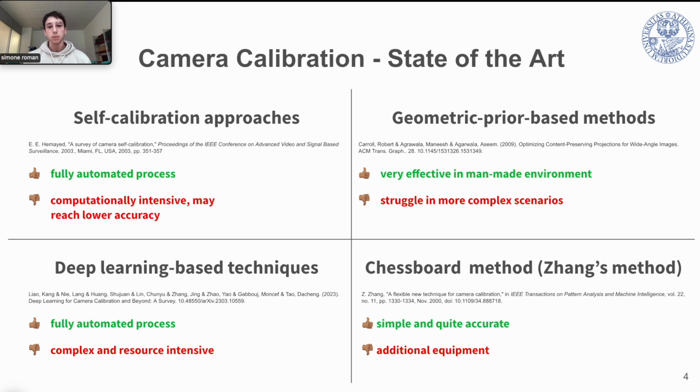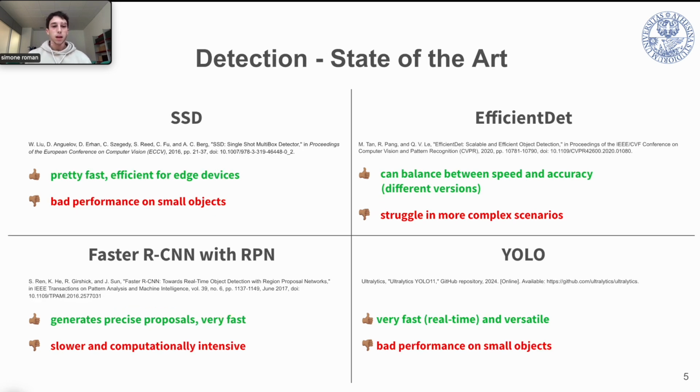Finally, we have the chessboard method. This is one of the most used methods, and it requires placing a physical chessboard pattern in the scene. This method is very simple and accurate. For detection task, we find a lot of methods based on deep learning that use different architecture. We choose to adopt YOLO. That is a method where image is divided into a grid and predict bounding boxes and class probabilities for each cell of the grid. We find that YOLO is the approach with the best trade-off between speed and accuracy.